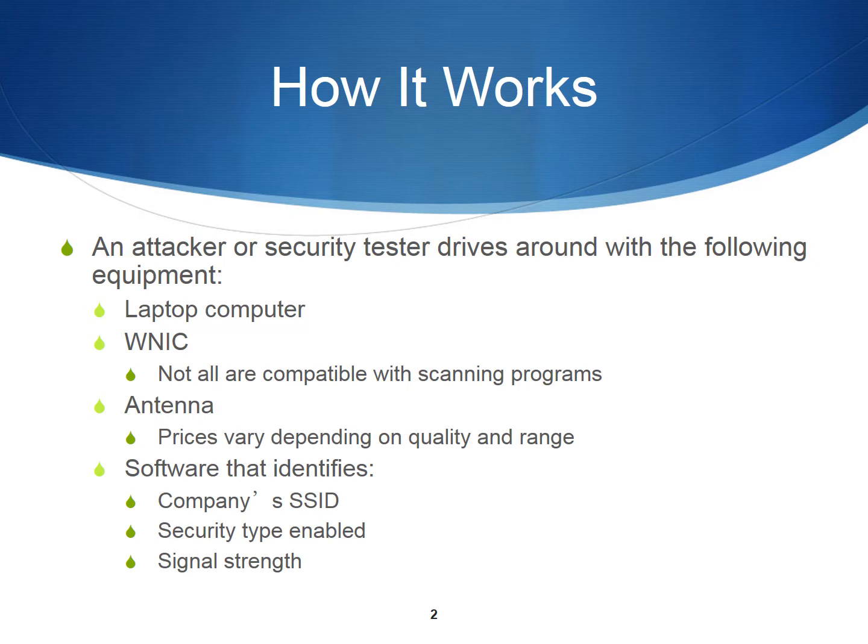How war driving works. War driving works when an attacker or security tester drives around with the following equipment: a laptop computer configured to detect wireless networks, a wireless network interface card. Not all are compatible with scanning programs, though. An antenna capable of detecting radio waves. Prices vary on the quality and the range. And software that identifies the following: the SSID, the security type that is enabled, and the appropriate signal strength.